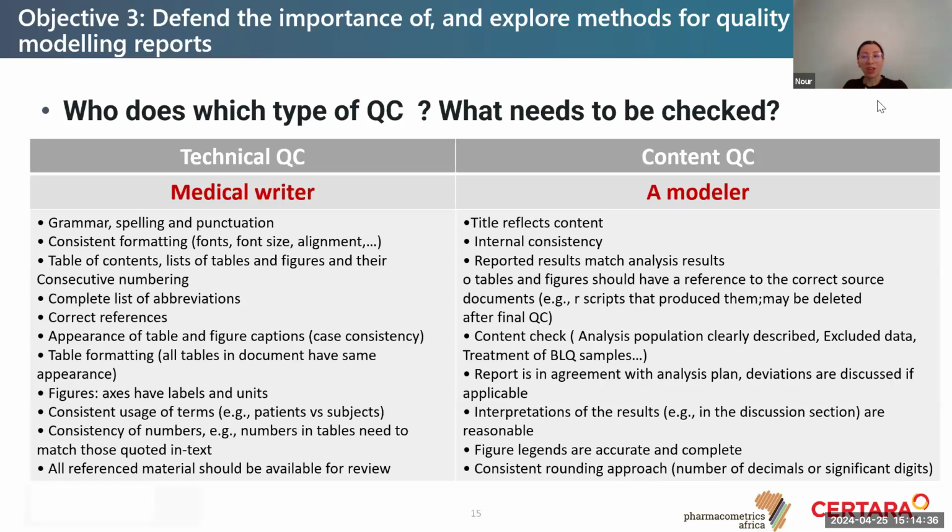However, the content QC, as its name suggests, is performed by a modeler, and he has to make sure that the title reflects contents, internal consistency, and reported results match analysis results. Tables and figures should have a reference to the correct source documents. So he has to check the content and the interpretation of the results. That explains why it should be done by a modeler and a pharmacometrician expert.